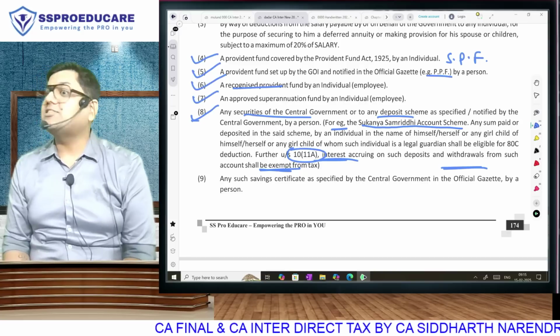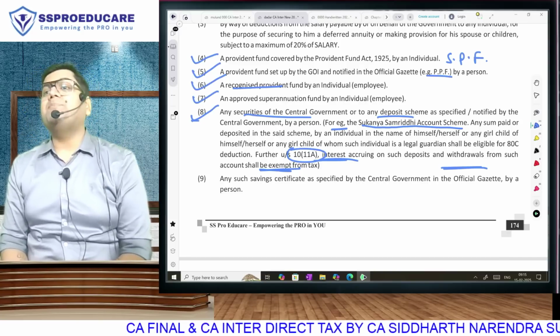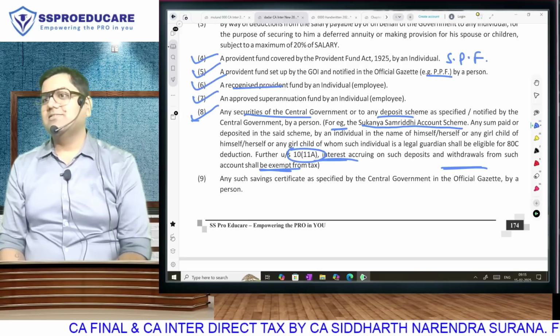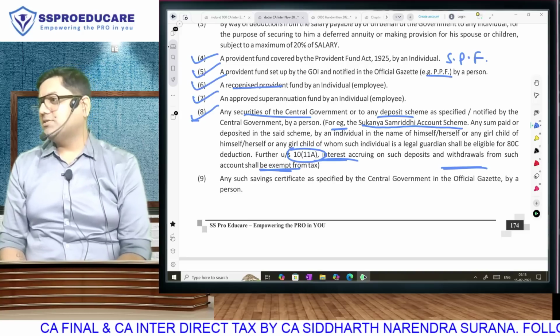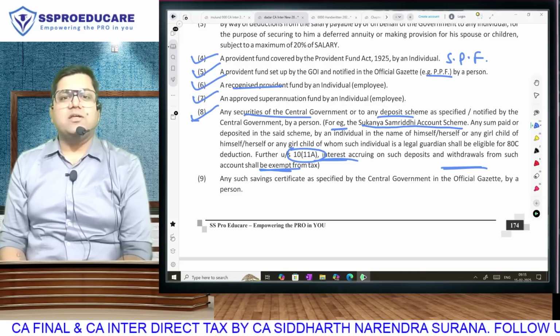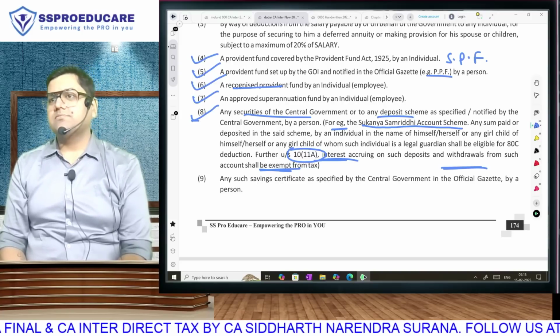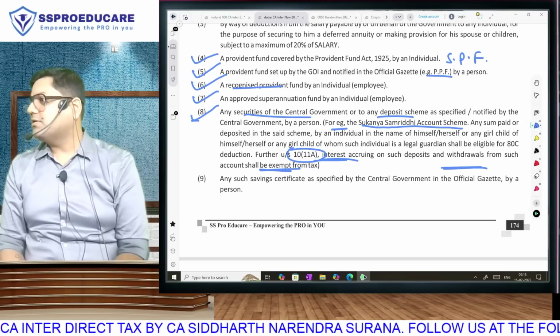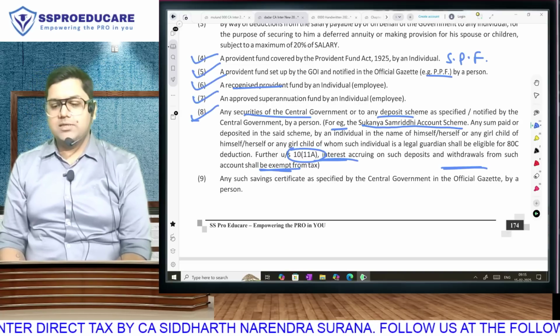To a certain extent, it is similar to PPF, except that PPF anybody can take. This only if you have a dependent girl child. Anybody cannot take the Sukanya Samriddhi Scheme. But it is a beautiful investment if you have a girl child. So any kind of central government securities you are investing in, you are going to be eligible.